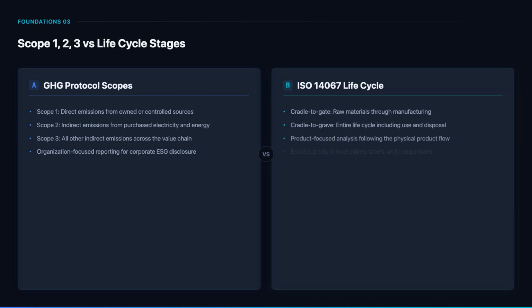ISO 14067 is product-focused, following the physical flow of a specific product through its life cycle. Cradle-to-gate covers everything up to the factory gate. Cradle-to-grave extends through use and disposal. This product-level analysis enables carbon labels, product comparisons, and specific reduction strategies that complement organization-level scope reporting.